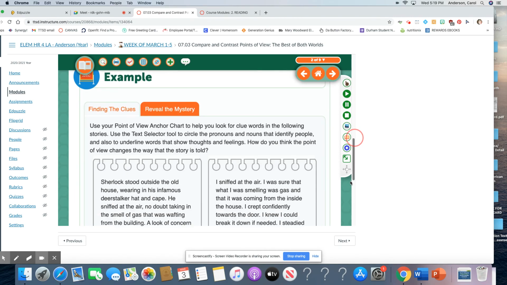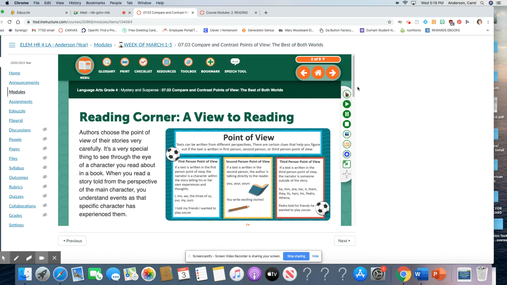All right, we are not going to read this yet, so go ahead now and go into Edpuzzle and try out what you've learned about first, second, and third person point of view.